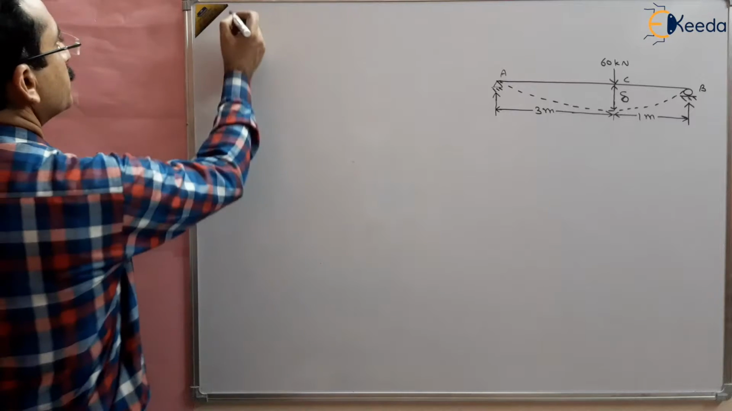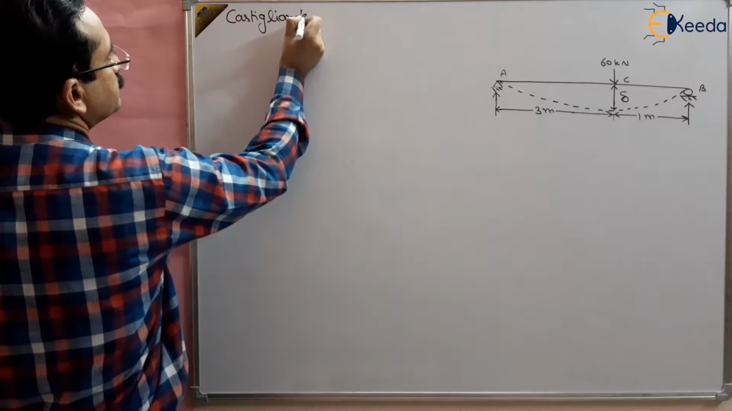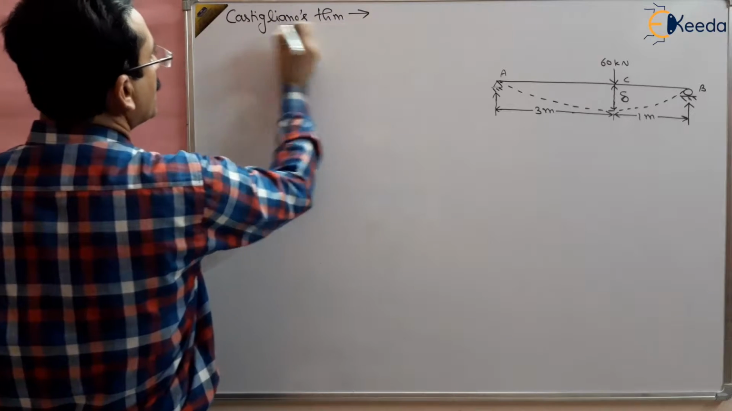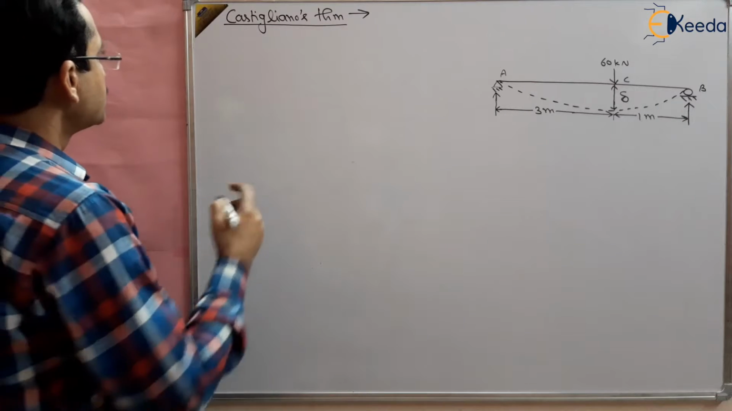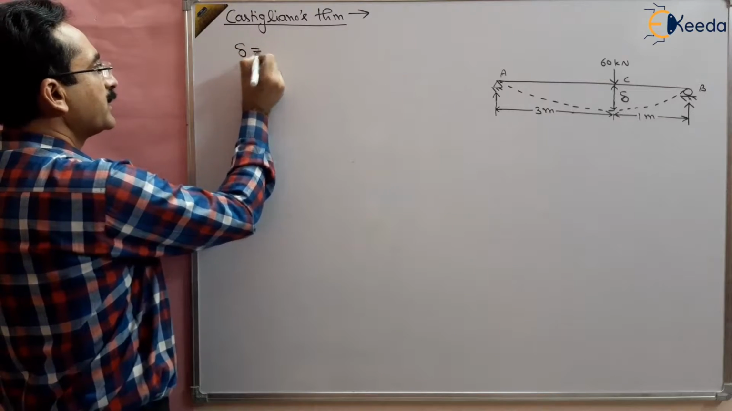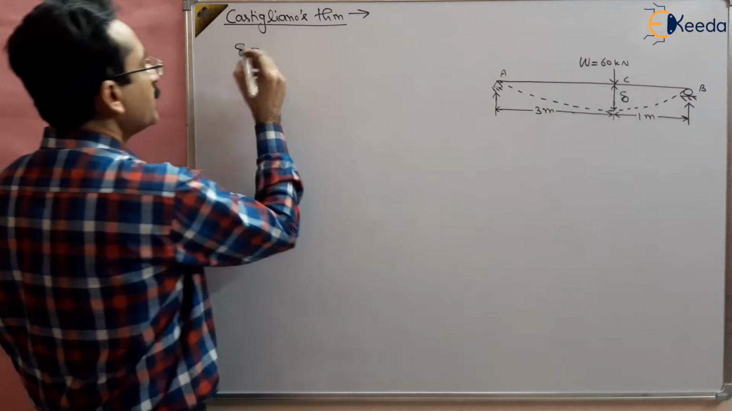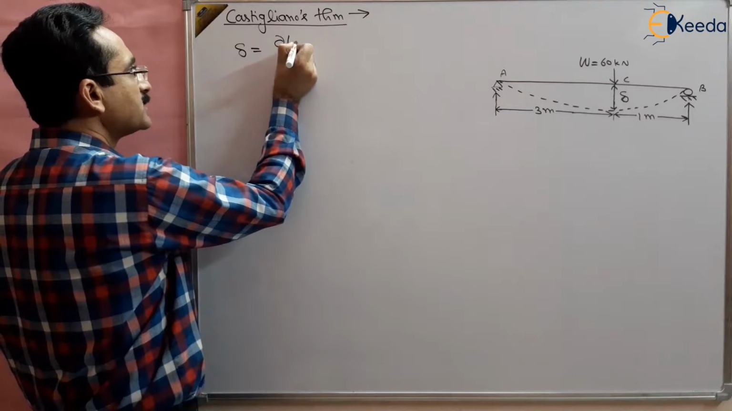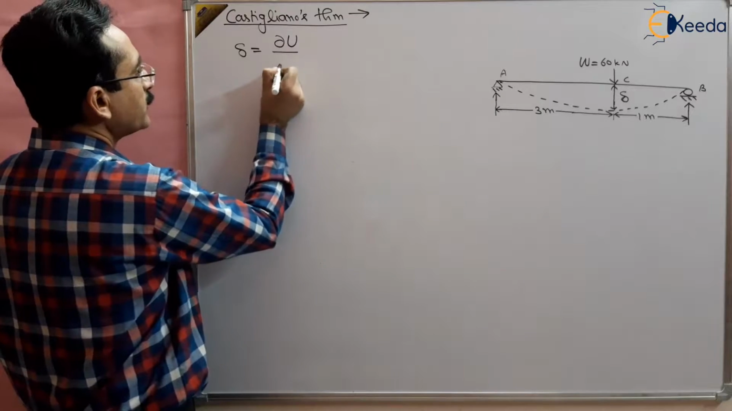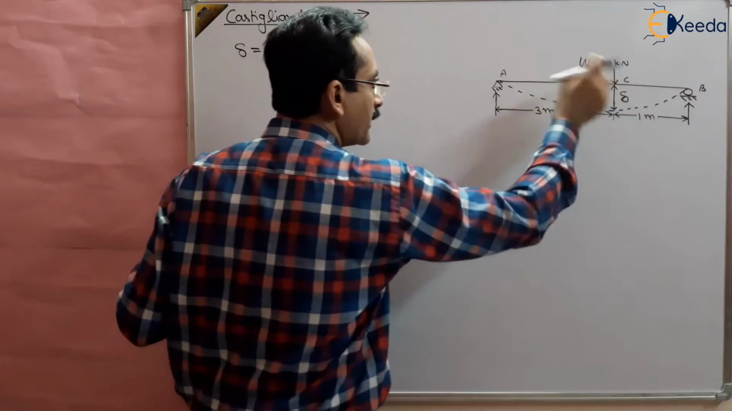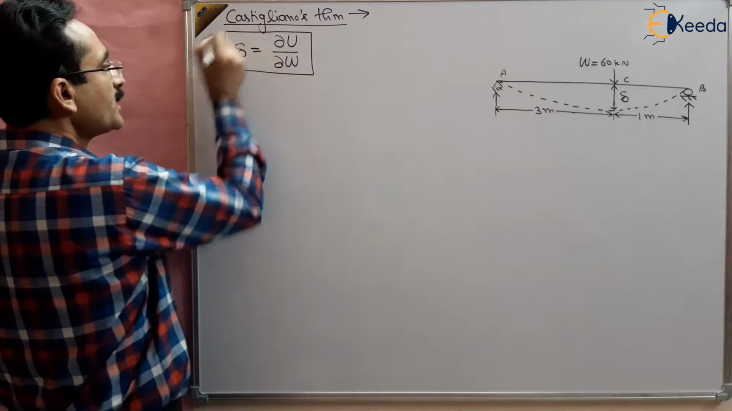So what is Castigliano's theorem? In Castigliano's theorem, the deflection under a given load, suppose this load is W, is given by the partial derivative of the strain energy stored in the complete beam with respect to that particular load, under which we want to find out the deflection, right? So this is Castigliano's theorem.